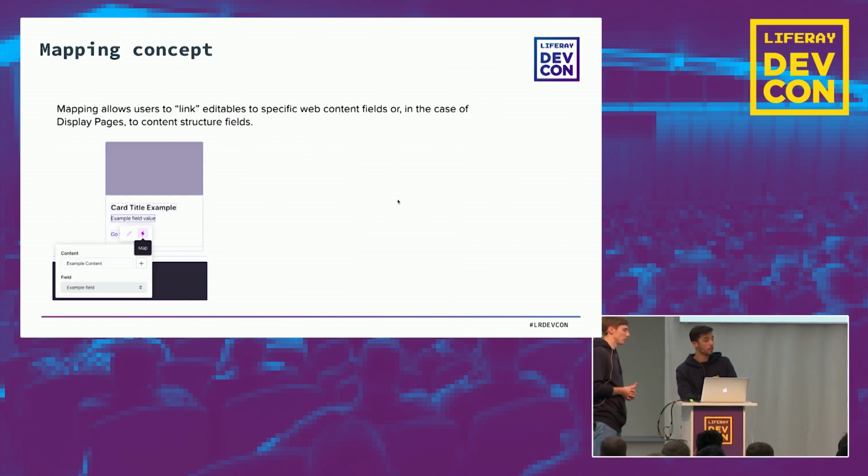This is the mapping concept that I was talking about. As you can see here, you can select, in this case, the second field and map it to, in this case, an example content and an example field. And the editable shows that value. So we are going to do just that.